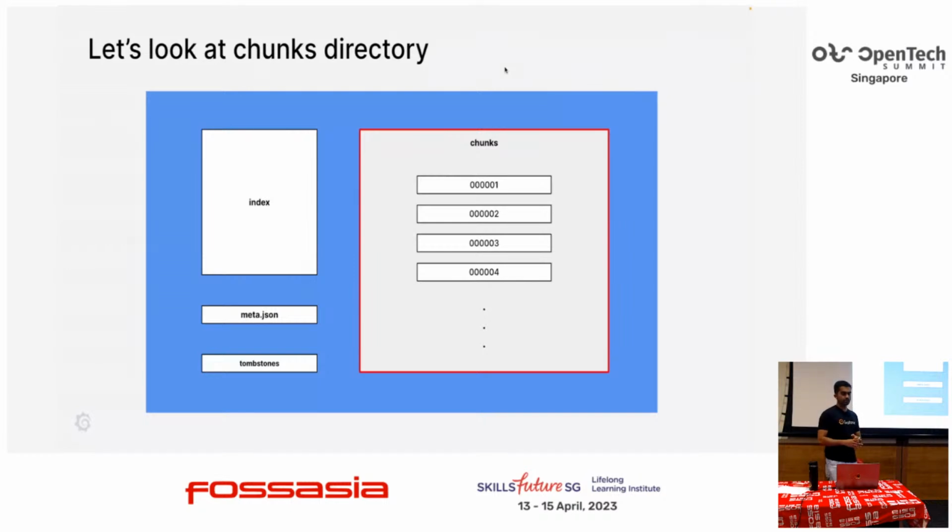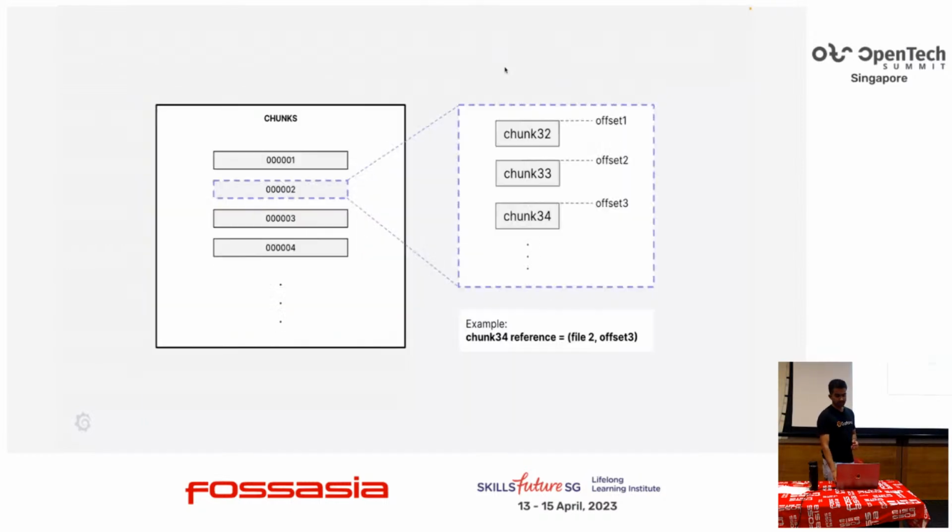Okay, now let's look at the chunk files themselves. This is pretty simple. It has a list of files. Every file is capped at 512 MB, and in every file we just store the compressed chunks as is, because all of this is referenced inside the index, and the reference is stored in a very simple manner. We have an 8-byte reference for every chunk. The first 4 bytes store the file number in which the chunk exists, and the last 4 bytes store the byte offset in the particular file where the chunk exists.